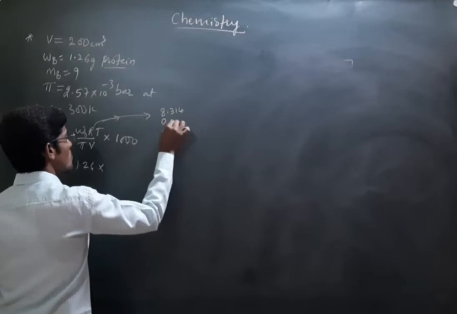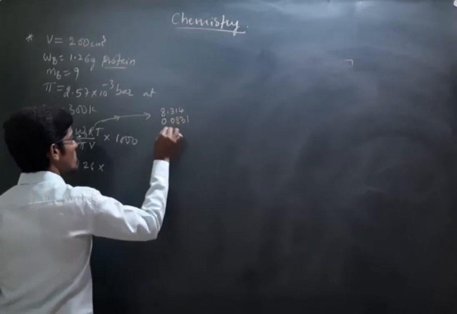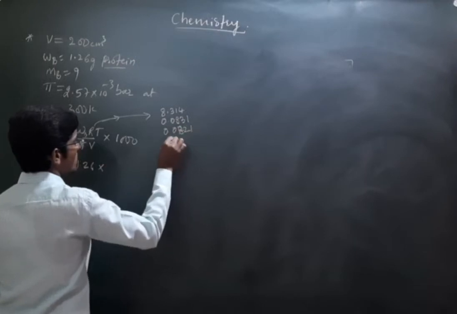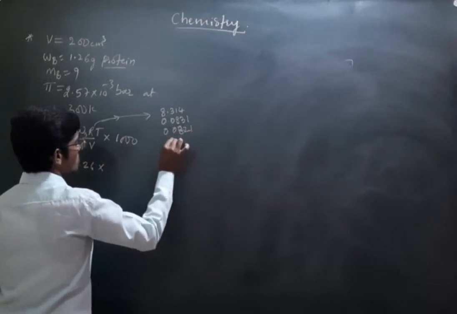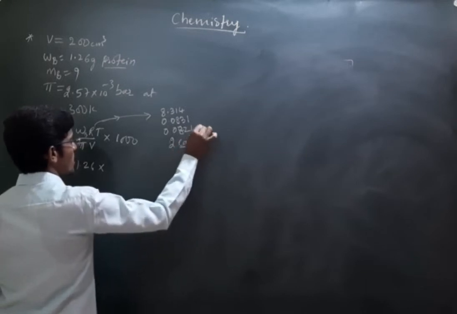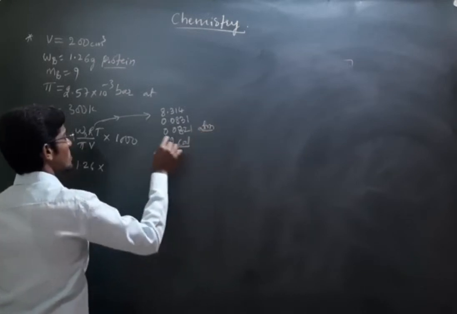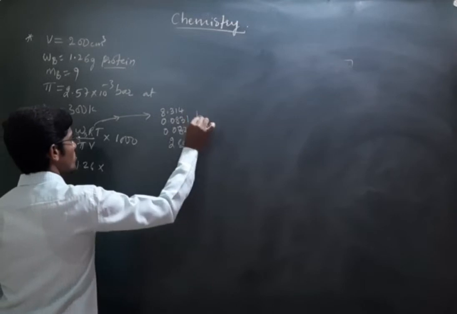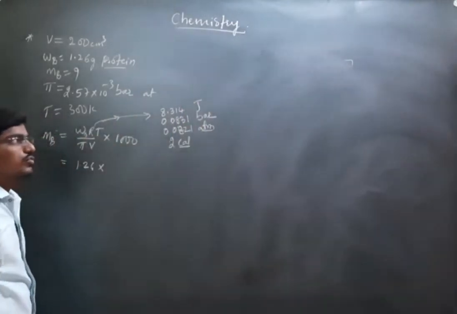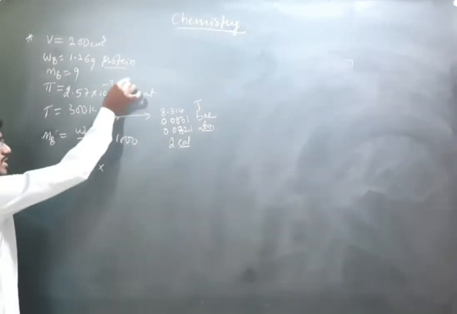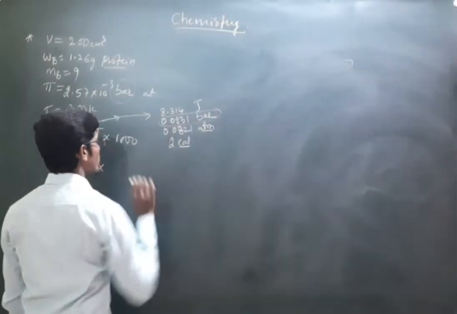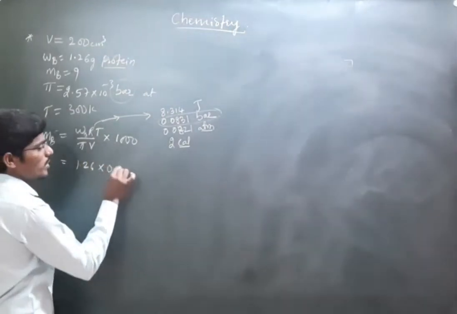8.314, 0.0831, 0.0821, and just 2 for calories. If the unit is calorie, its value is 2. If the unit is atmosphere, then we need to choose this. If the unit is bar, then this one. If joules, 8.314. The osmotic pressure is given in terms of bar, therefore the R value is 0.0831.